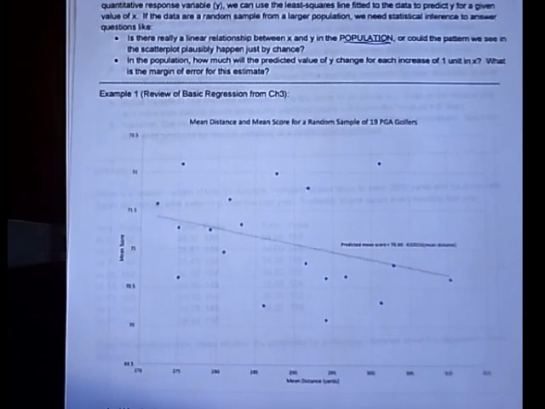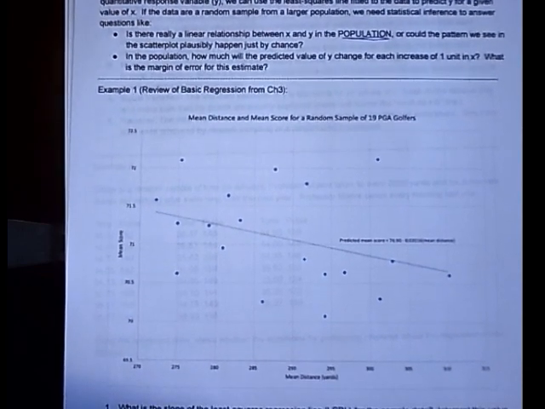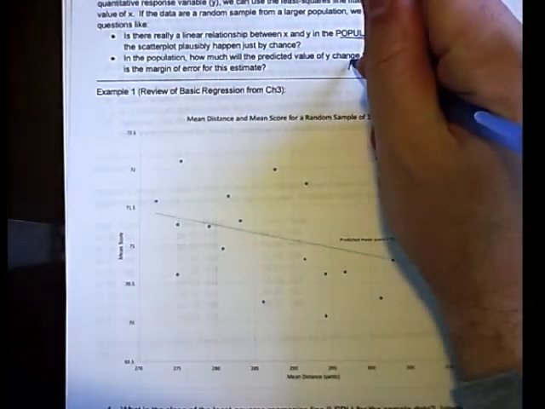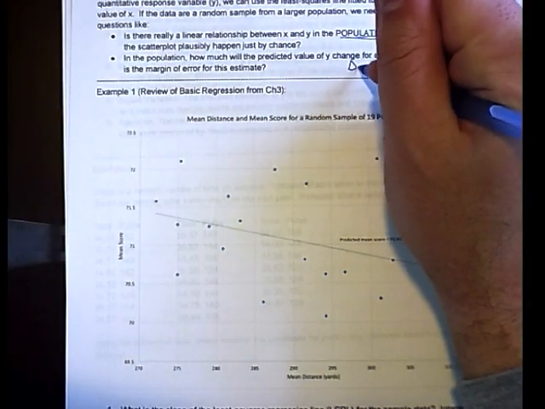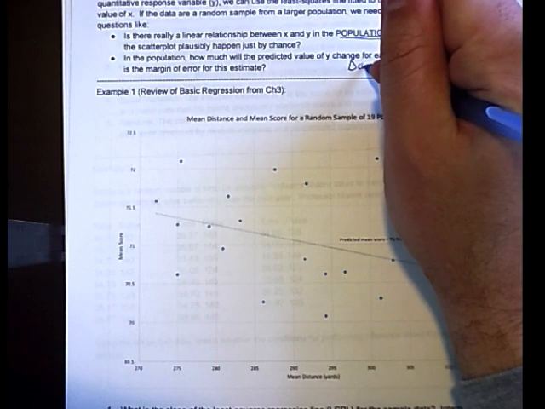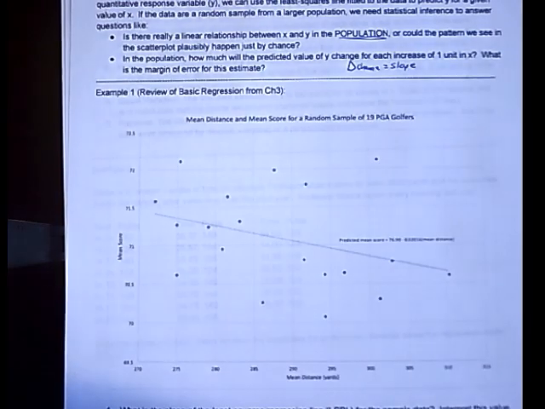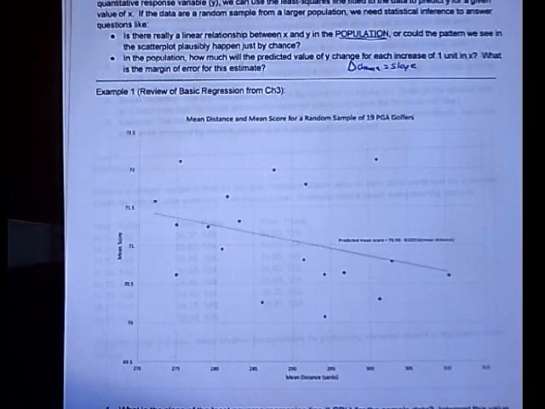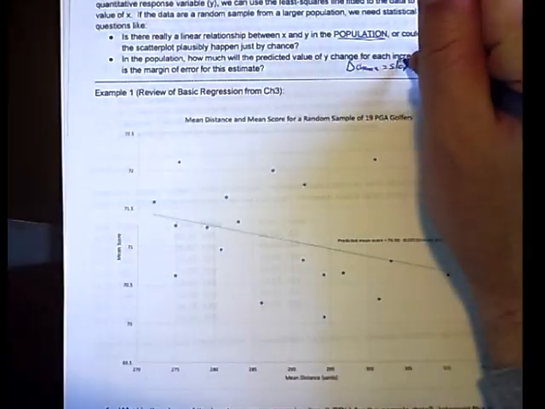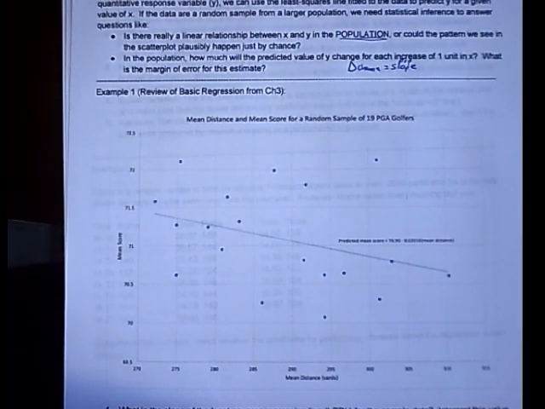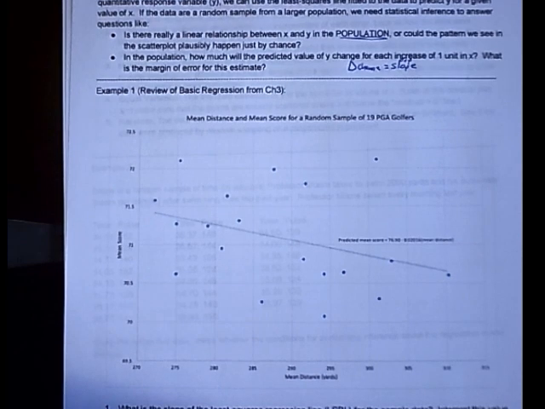And we can also answer questions like, in the population, how much will the predicted value of y change for each increase of 1 unit in x? So we can try to estimate the rate of change, which we know as the slope, for the population. So now we're going to be looking for the population slope, or an estimate for the population slope. And what would be the margin of error?